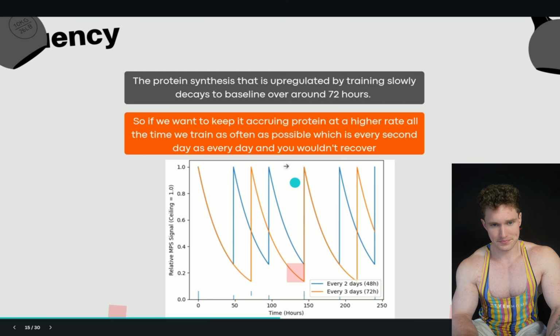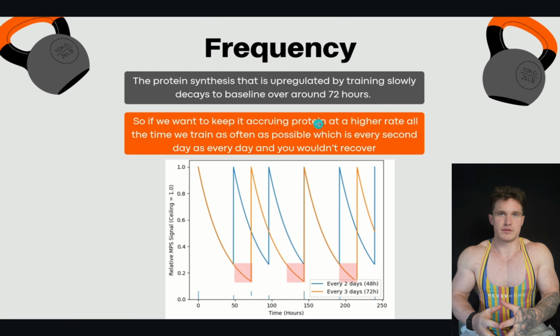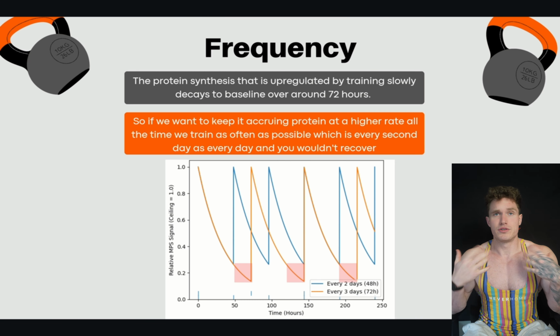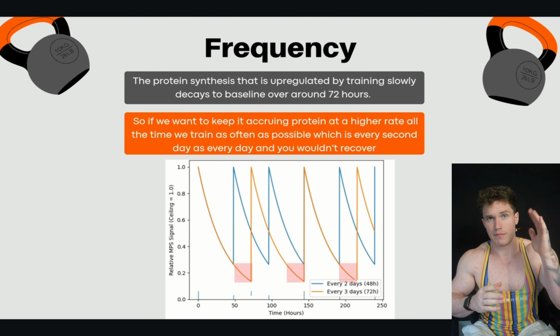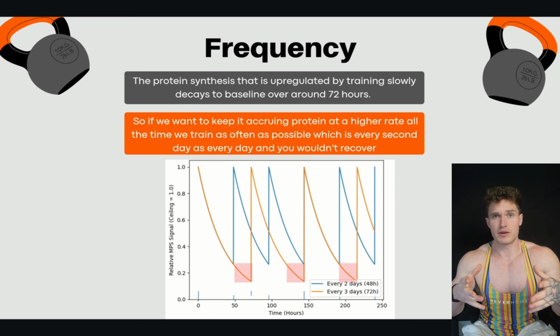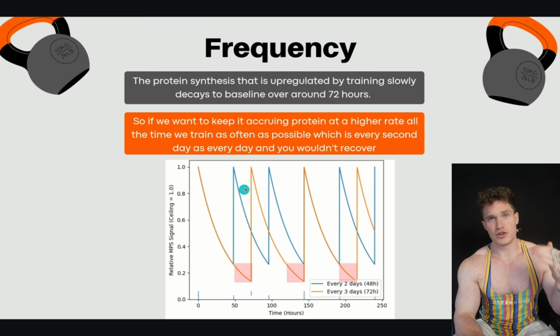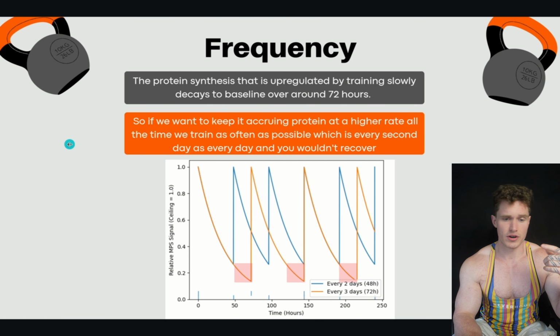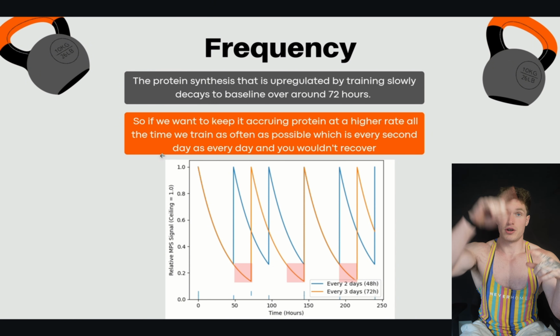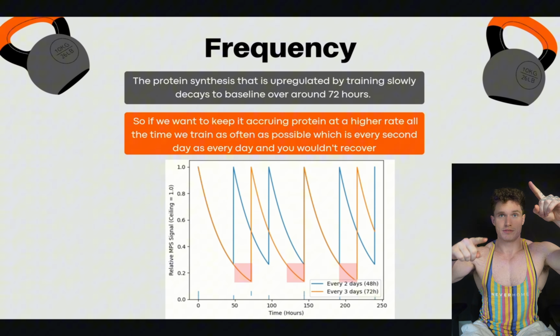Now, second most important is frequency, because what we're trying to do is turn up that muscle protein synthesis, and it is going to be turned up for roughly 72 hours over baseline after you apply that stimulus to that muscle. And the more often you can do it, the higher you keep the accrual of protein always on. So if you're doing it once a week, you'll turn it on and it'll slowly come down, and then it'll just be doing nothing for half the week, and then you do it again.